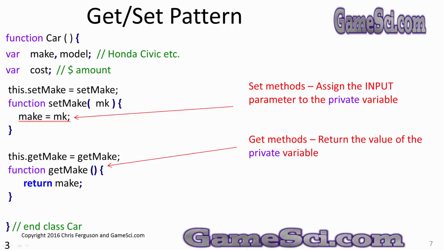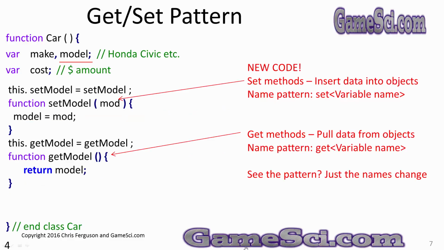So in a set method, the pattern is this. Assign the input parameter to the private variable. Whatever you send setMake as a parameter, assign it to the global variable make. Get methods return the value of the private variable. Send back the value of make to the caller.